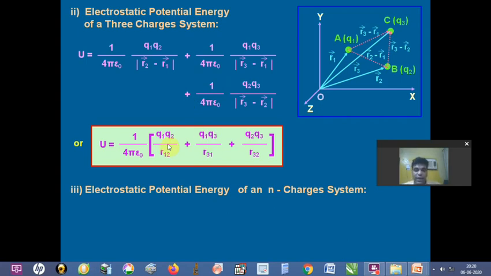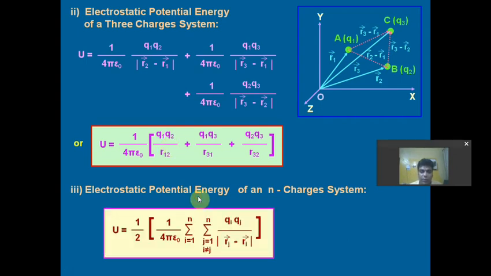So if we have a set of a number of charges, that means the potential energy will be the sum of all these, and it can be represented in the form of a summation. So this is the electrostatic potential energy due to an n-charge system.